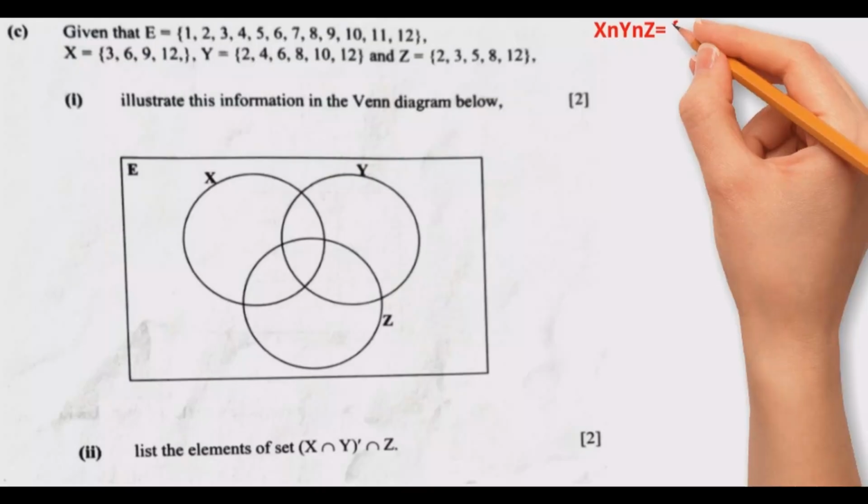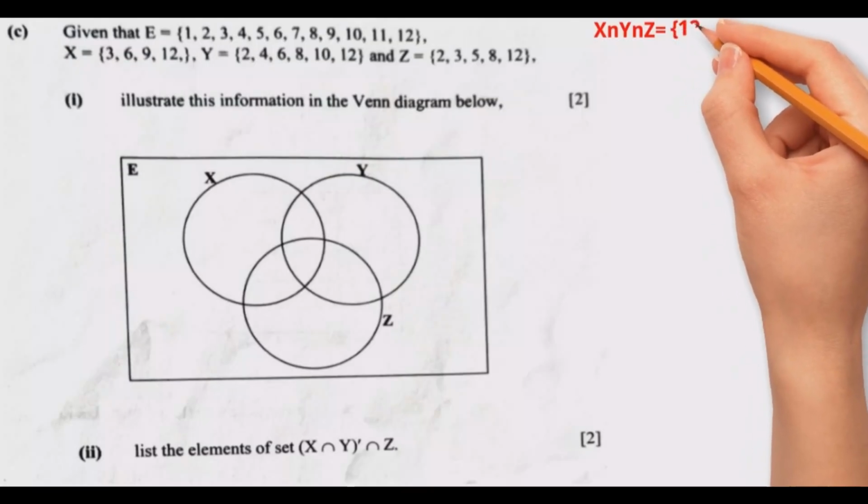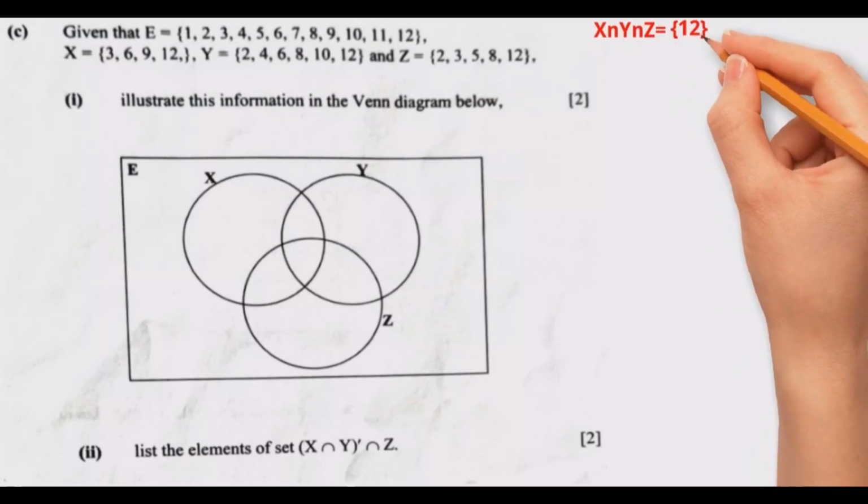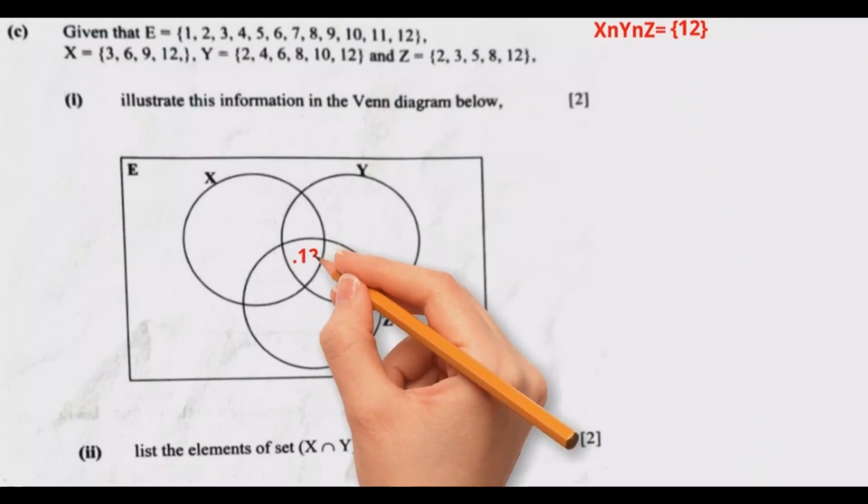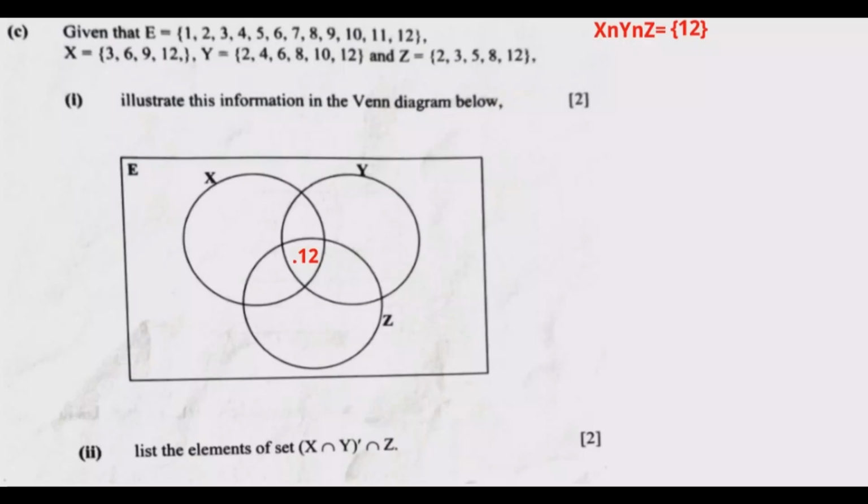So this is the element that will be found in x intersection y intersection z. We can write 12 there. That is the only number found in all the three sets. So I'm going to write 12 there, where I've marked.